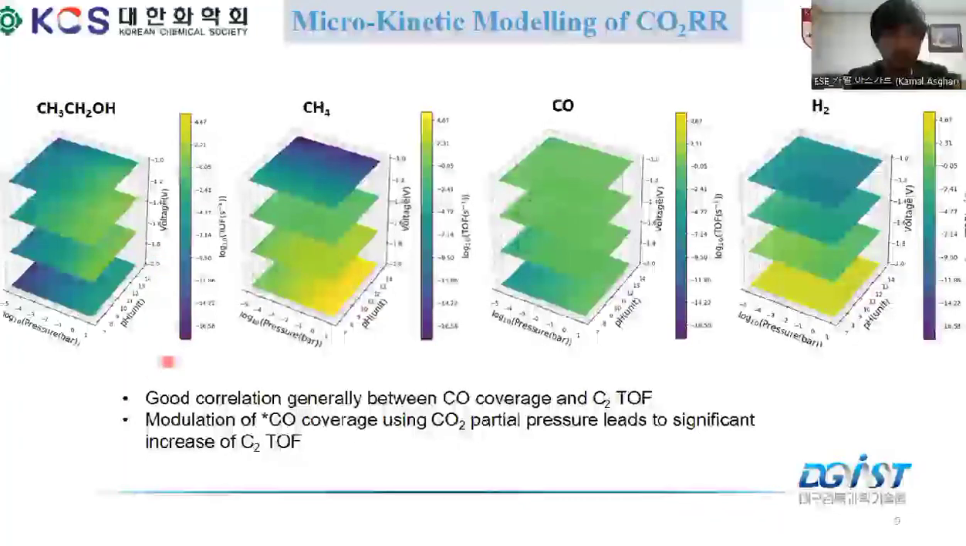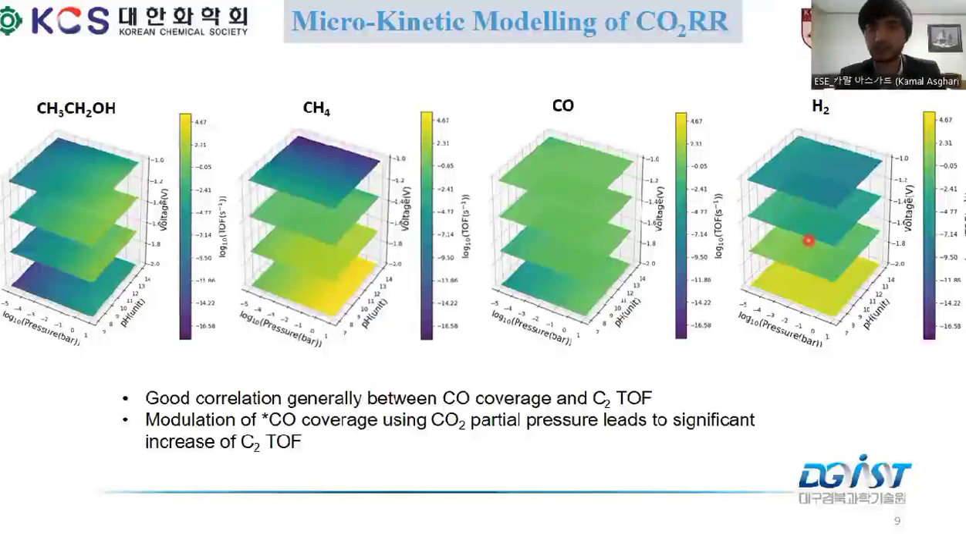This is the microkinetic modeling of turnover frequency of all products which we have considered in our system, like methane and C2 products, CO, carbon monoxide, and the hydrogen evolution reaction. There is generally a good correlation between carbon monoxide coverage and C2 products turnover frequency. But modulation of carbon monoxide coverage using CO2 partial pressure leads to a significant increase in C2 turnover frequency, especially in this region.